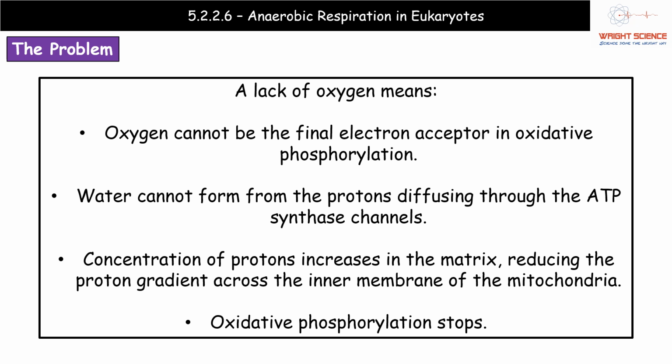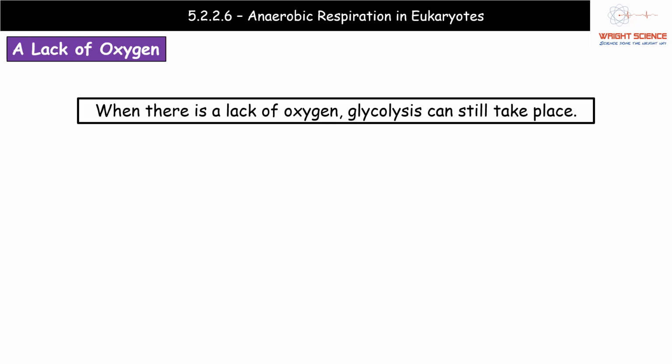If we're not able to maintain that concentration gradient of those protons, then they won't diffuse through the channel, and therefore the whole thing just grinds to a halt. So this lack of oxygen is going to bring that process to an end. The key thing to remember though is that even when we have a lack of oxygen, we can still carry out glycolysis. So that very first part we looked at in our aerobic respiration pathway, the process of glycolysis can still take place because there was no oxygen requirement in that part.